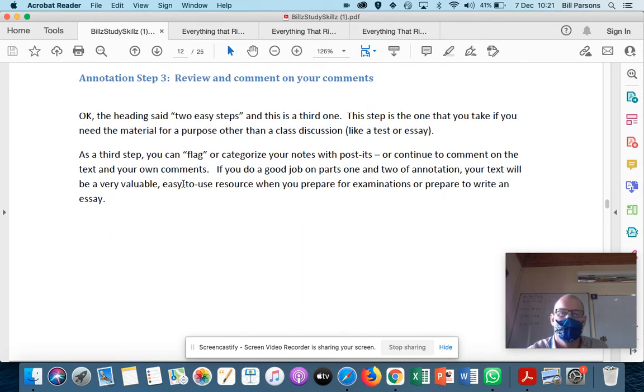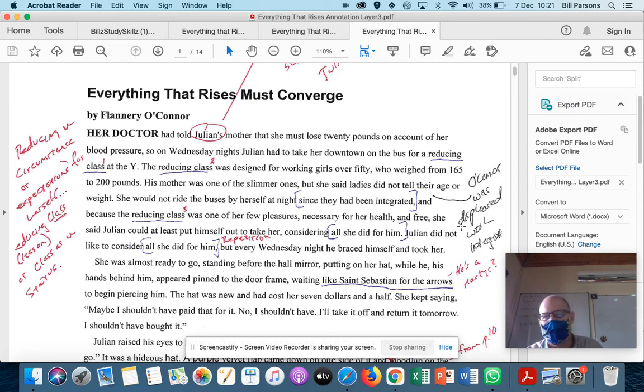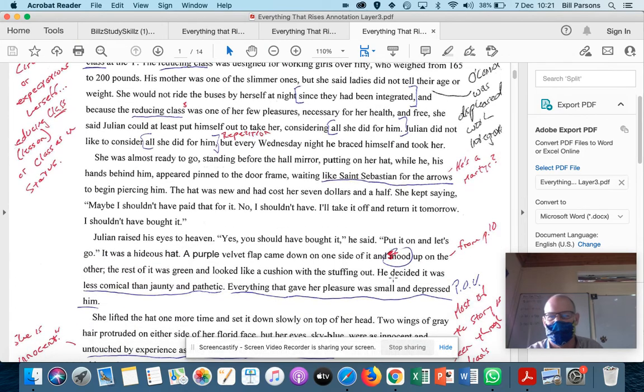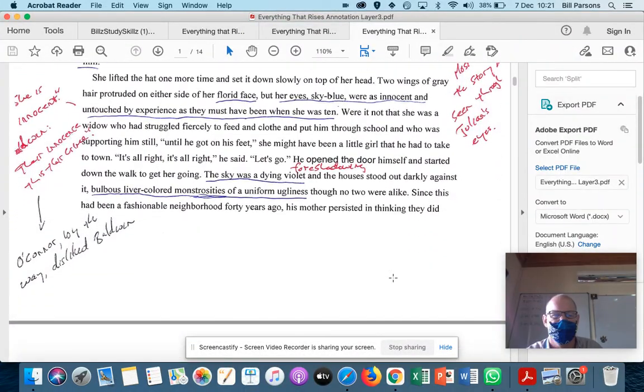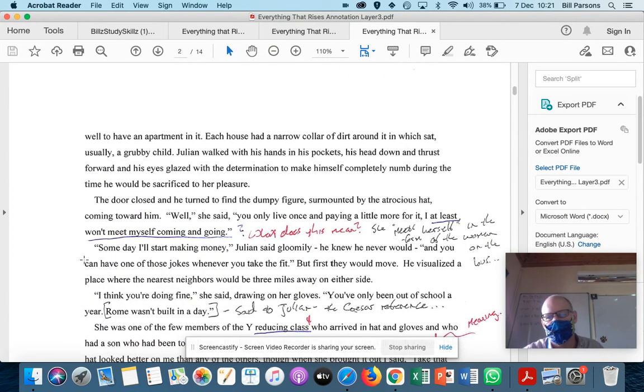I said this is a two-layer process, and that'll get you pretty far. But if you're taking a test or writing an essay, which we are, then it's worthwhile to do a third layer. After you've spent the time making your marks and writing your comments, you can actually annotate your annotations, and that's layer three. Those are in black, you'll notice. What I've done is add notes that I discovered when I read a couple of scholarly articles about this story, which informed me a little bit, and I wanted to make some notes on those.